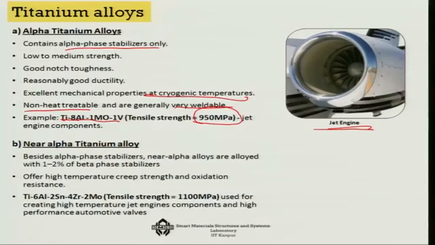The second group is near alpha titanium, which has not only alpha phase stabilizer, but also some amount of beta phase stabilizer, very low, 1 to 2%. They offer high temperature creep strength and oxidation resistance. One example is about 6% aluminum, 2% stannum tin, 4% zirconium, 2% molybdenum, you get a much higher tensile strength, 1100 megapascal, and that is used for high temperature jet engine components and high performance automotive valves, because it gives you very high temperature performance.